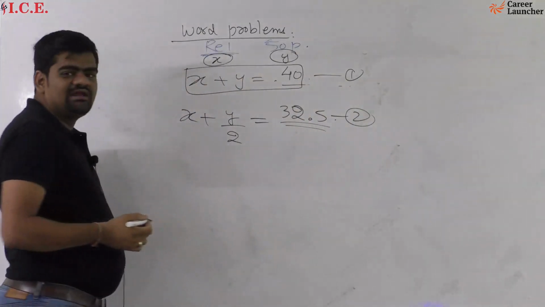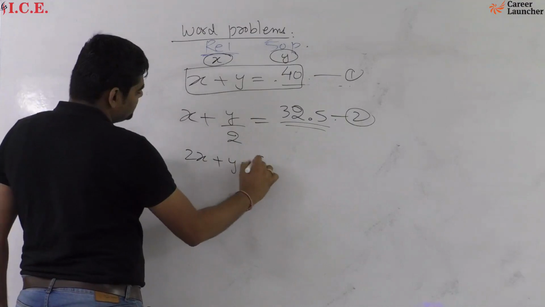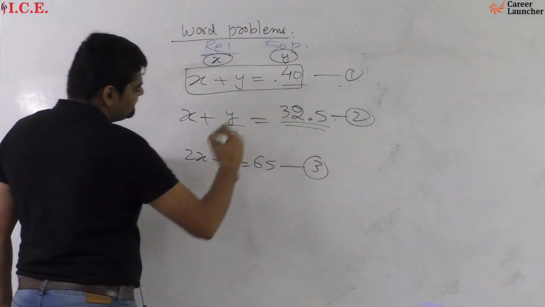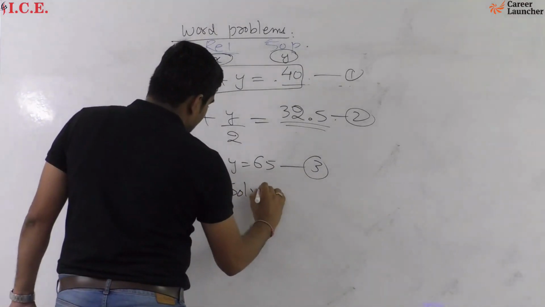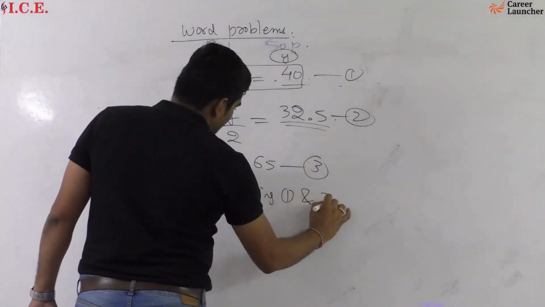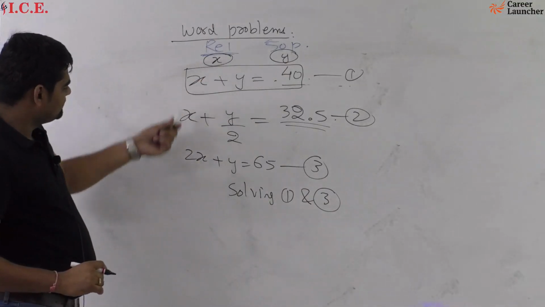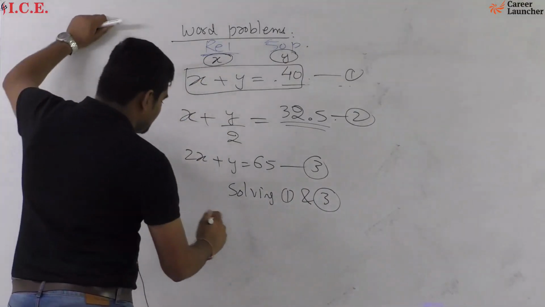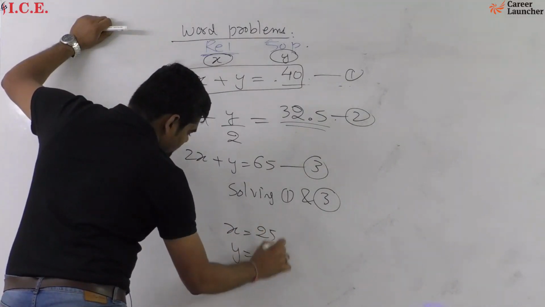Solve this, you will get the value. If you simplify the second equation, you will get 2x plus y is equal to 60. Let's say this is equation number 3. So now you can easily solve 1 and 3. I am not wasting time in solving the equations. Right? y will get canceled out. So x will be equal to 25 and y will be equal to 50.